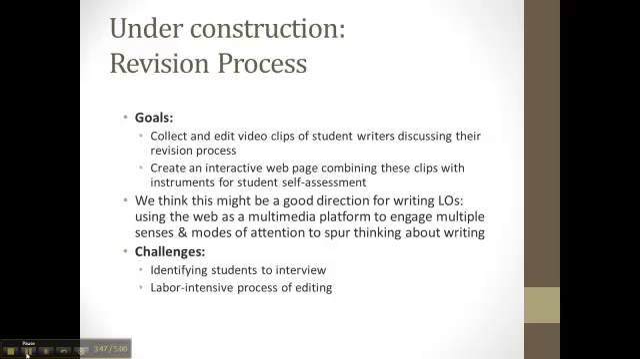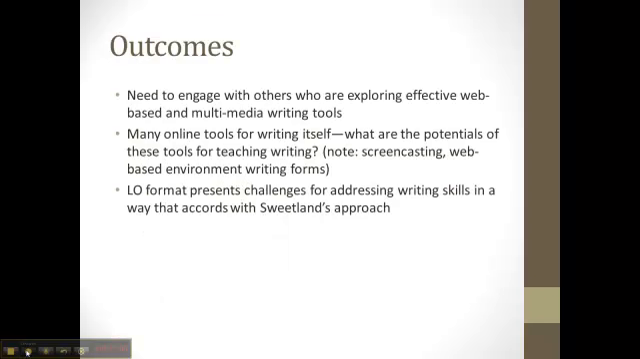This is a direction for LOs that we see going down in the future, thinking about the web as a multimedia platform to engage multiple senses and modes of attention in order to engage new ways of thinking about writing. The challenges in this project are identifying students who are willing to undertake the interview process and who have strong revision processes, and then it's going to be a labor-intensive process of editing the film.